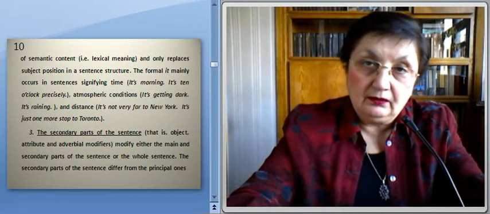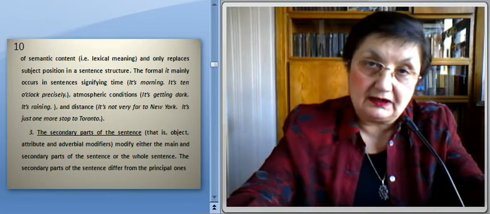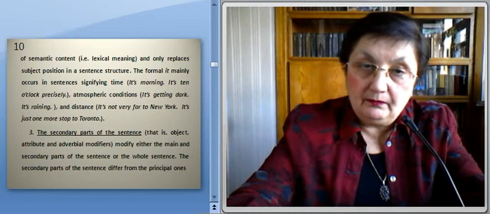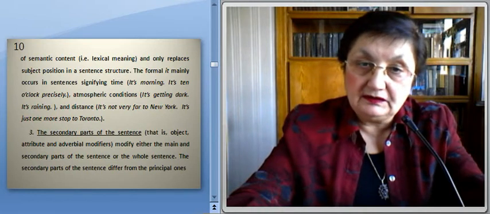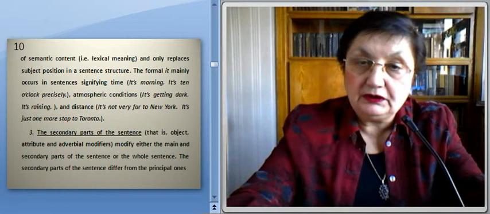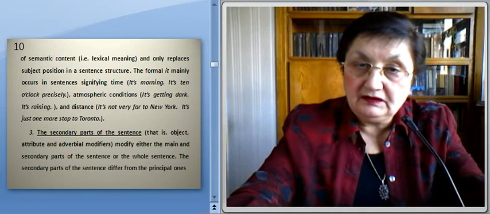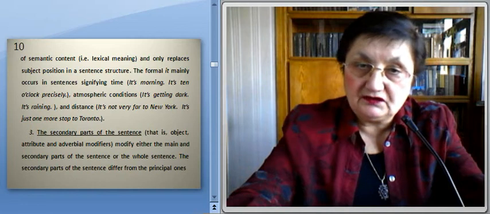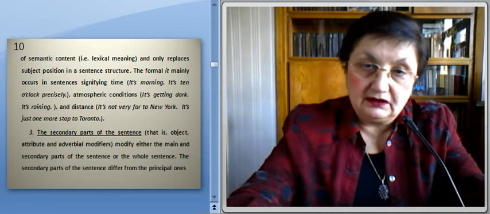The formal "it" mainly occurs in sentences signifying time. For instance, it's morning, it's 9 o'clock; it's cold; atmospheric conditions, it's getting dark, it's raining; and distance. It is not very far to New York, or it's just one more stop to Toronto.